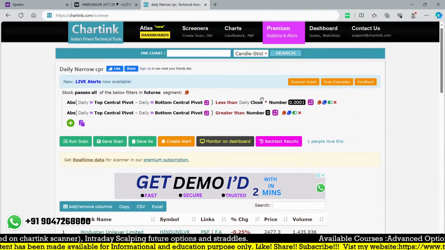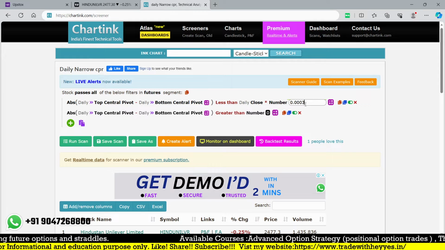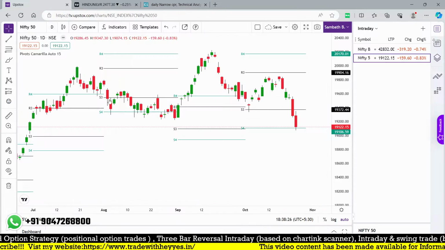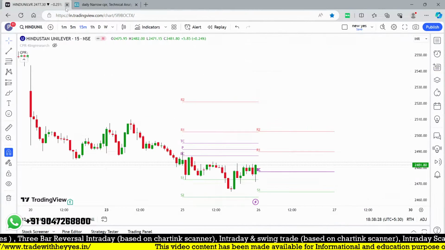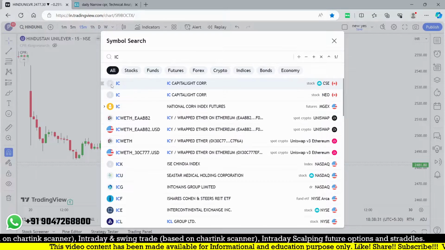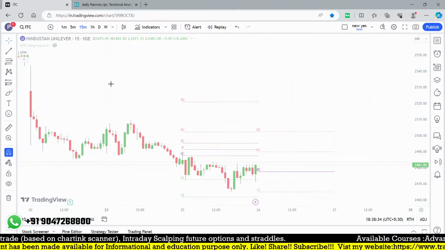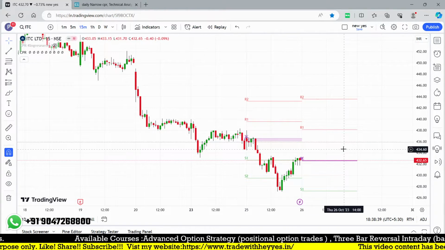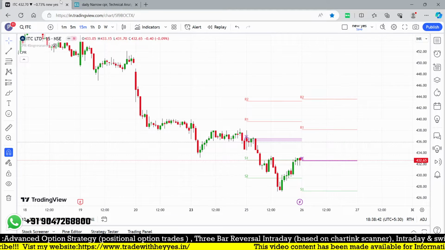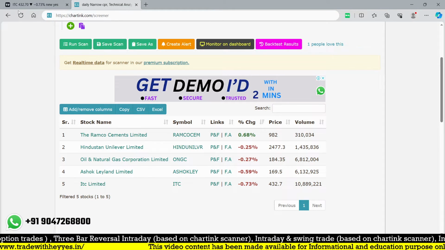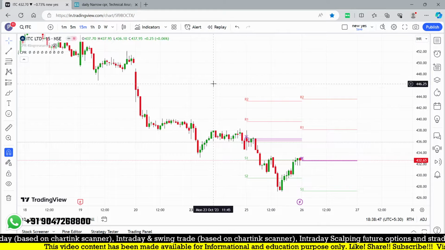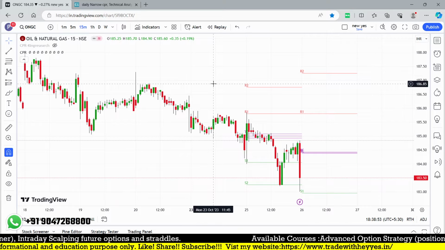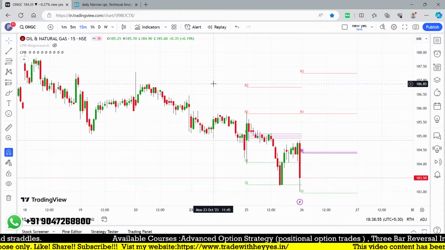If you want to modify this, you can increase those values, and that will give you many more stocks. You can see ONGC and ITC also. You need to filter how many stocks you get, so that you can change over. ITC is also in a very tight range. Tomorrow we can plan on this stock, and on something like ONGC and Ramco Cements. So you can adjust the number to get more.